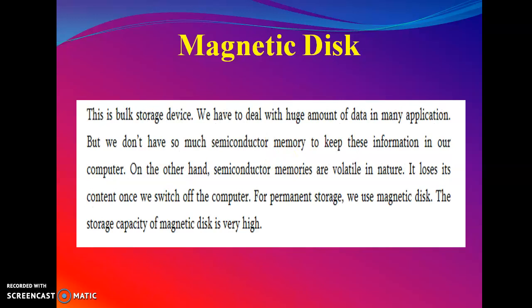Next is magnetic disk. This is a bulk storage device. We have to deal with huge amounts of data in many applications, but we don't have so much semiconductor memory to keep this information in our computer. On the other hand, semiconductor memories are volatile in nature. They lose their content once we switch off the computer. For permanent storage, we use the magnetic disk. The storage capacity of magnetic disk is very high.